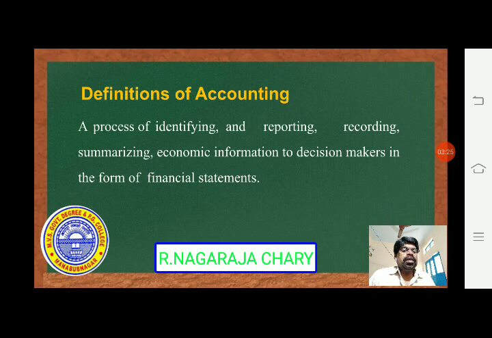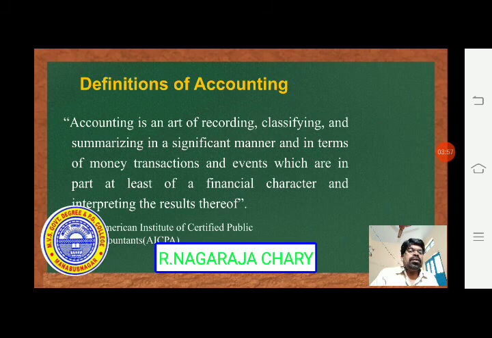All the reporting of whatever activities we have is to be made to the concerned persons. Concerned may be internal decision makers or external users, as we say. So, this data, this information will be useful to the management, and at the same time to external and internal decision makers. So, this is the process of accounting. This is the definition of accounting.